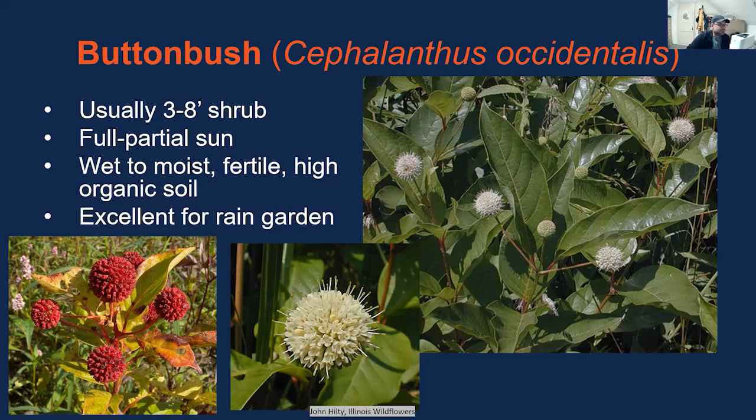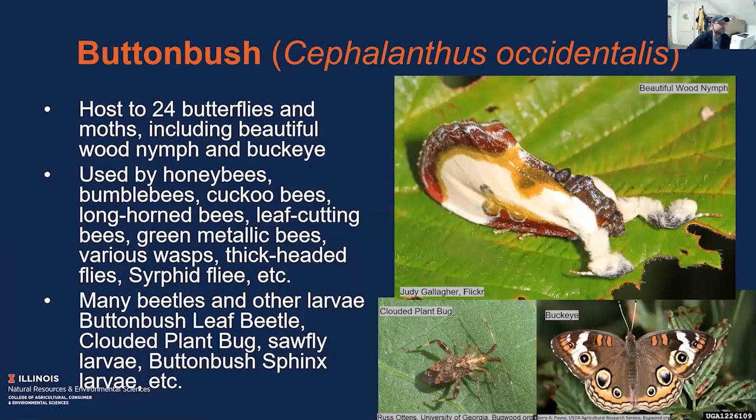Has just these really cool orb-like clusters of flowers that I think are really attractive. And has a number of pretty interesting insects that make use of it. 24 different butterflies and moths. One of the moths that I thought were kind of interesting here is the beautiful wood nymph, and the name is somewhat ironic because I've read that it is actually mimicking a piece of bird poo so that it doesn't get noticed by predators. Yet it is quite beautiful there as well.